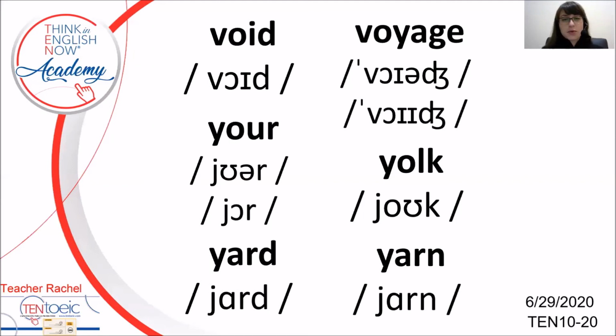Yarn. This is what you use to knit. Knit. So you have two long sticks, and then you have yarn, which is the string. And you knit maybe a hat or a scarf. So yarn is like the string, and you have many different colors and many different sizes.